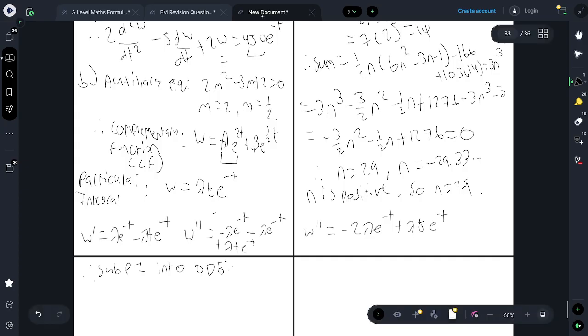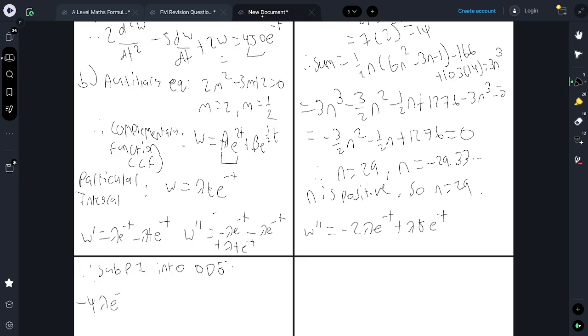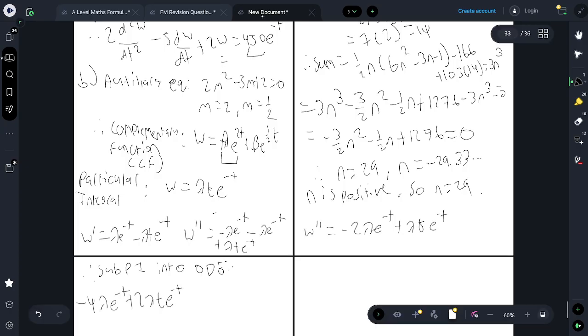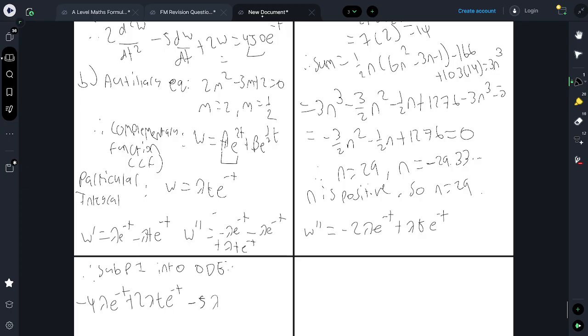Then I'm going to substitute this in. So the w and w dash and w double dash. So two lots of second derivatives can be minus 4 lambda e to the minus t plus 2 lambda t e to the minus t. And then minus 5 w dash, so it's going to be minus 5 lambda e to the minus t plus 5 lambda t e to the minus t. And then plus 2w, well, w is just that, plus 2 lambda t e to the minus t. And that's going to be equal to 450 e to the minus t.